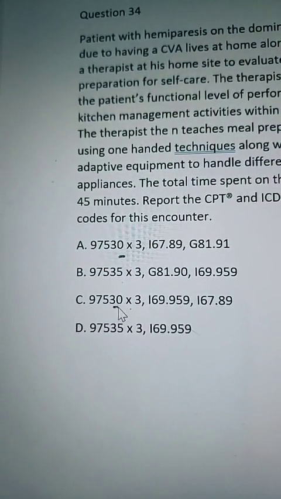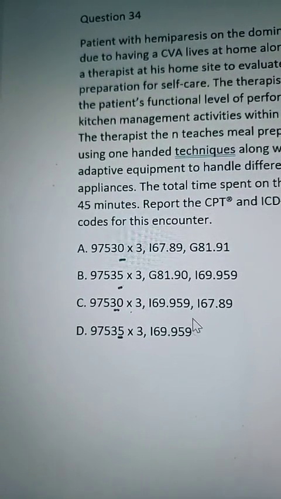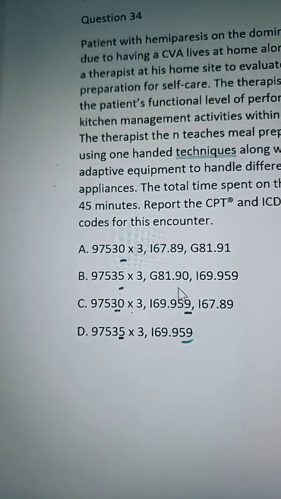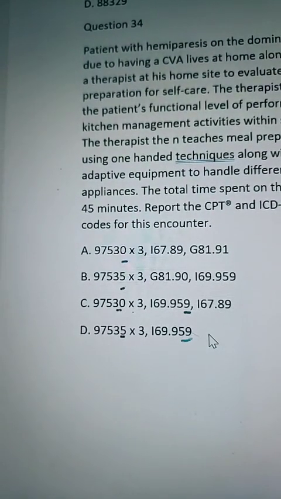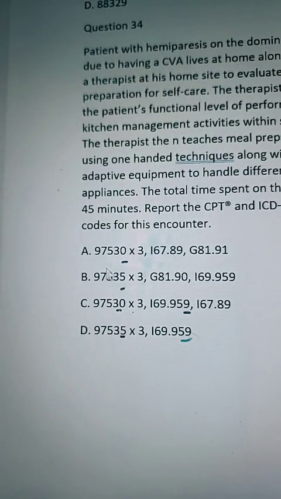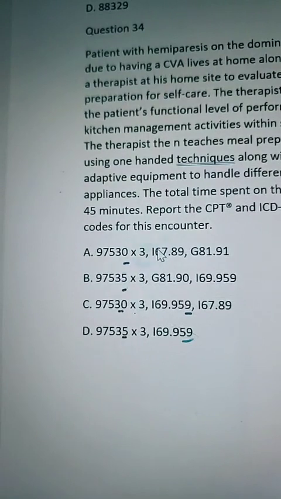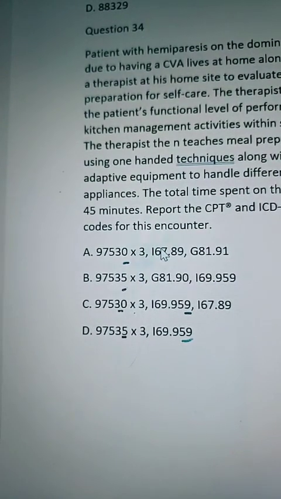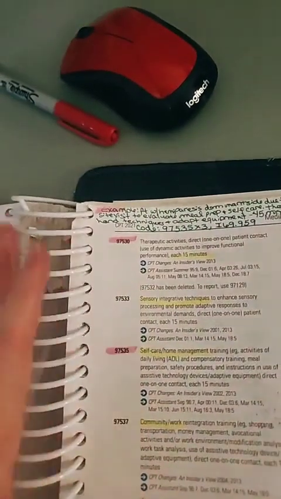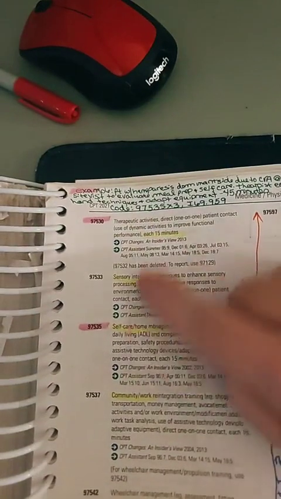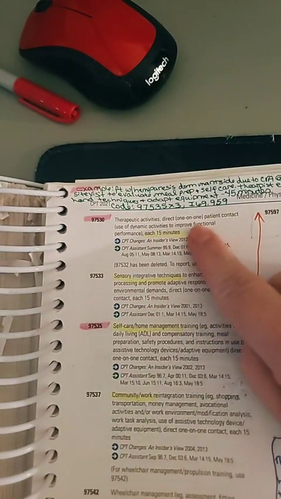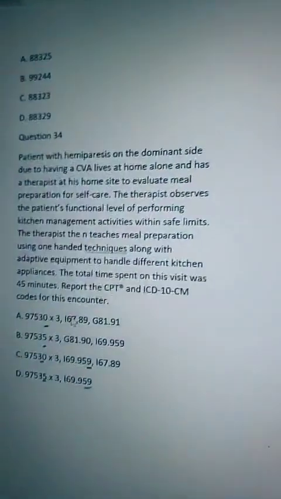So we've got 30 and 30 and then 35 and 35. We've got some of the same diagnosis codes and then two different here. So I'm thinking the differences will be the C and the D. But let's go look at 975. 975, 975 30, and 35. This is therapeutic activities for direct one-on-one. This is self-care management. So what are we doing with this patient right here?